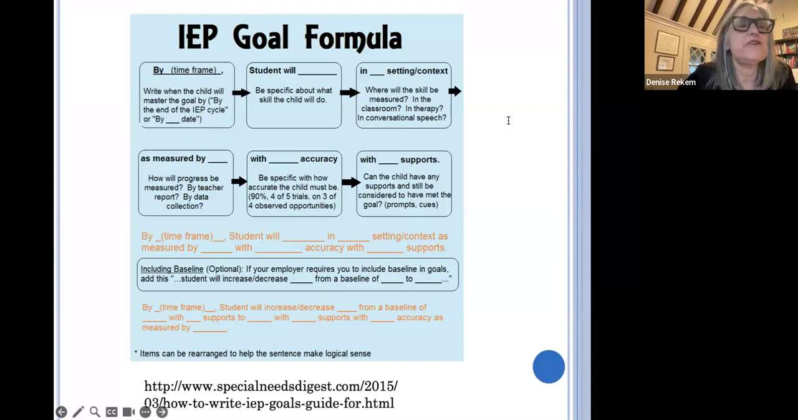How is this going to be measured? How is the progress going to be measured? And what's the accuracy? A lot of times you'll see 80%, that the child is going to do this goal at 80%. It depends on what the goal is. If the child is going to be able to safely cross the street, for example, we need that 100%.